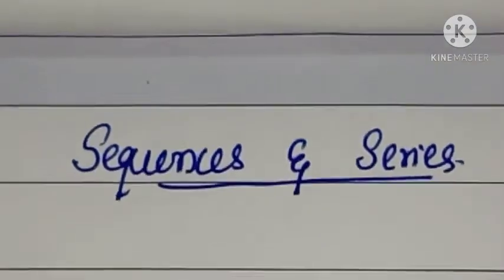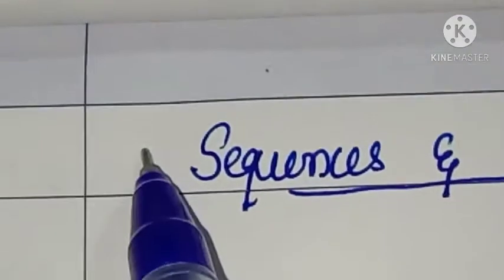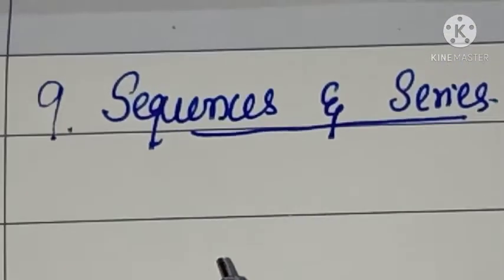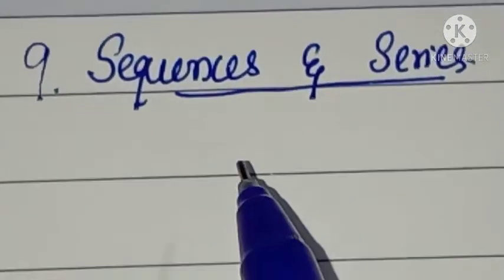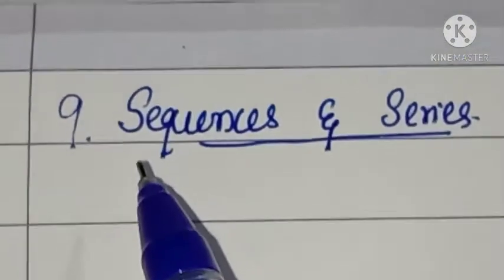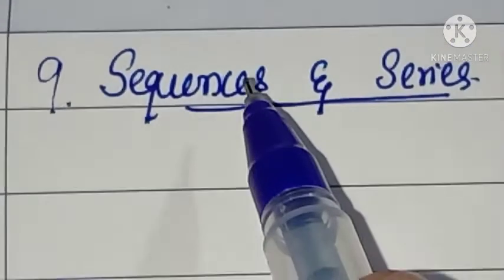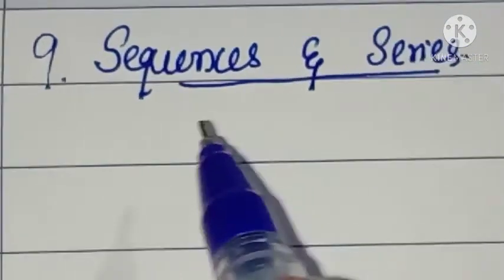Now listen, chapter number 9, sequences and series. Actually, chapter number 8, binomial theorem, is related to our portion. So we are going to take chapter number 9, sequences and series. It's a continuation of arithmetic progression, which you already learned in class 10.